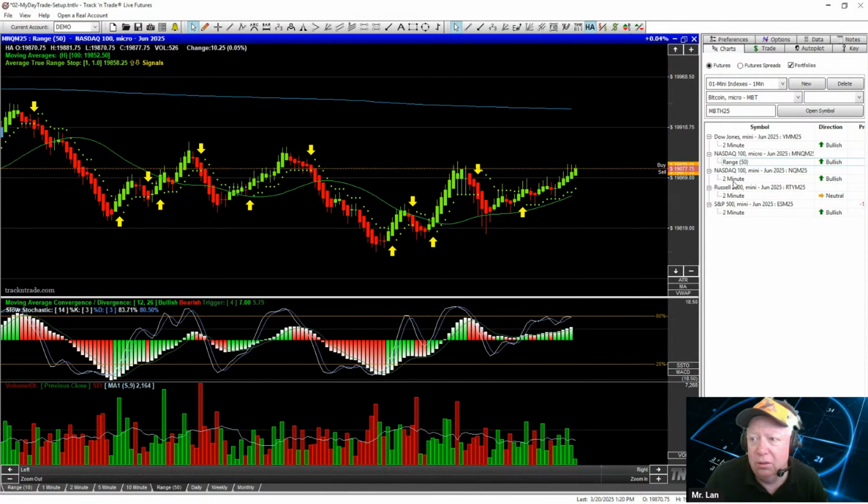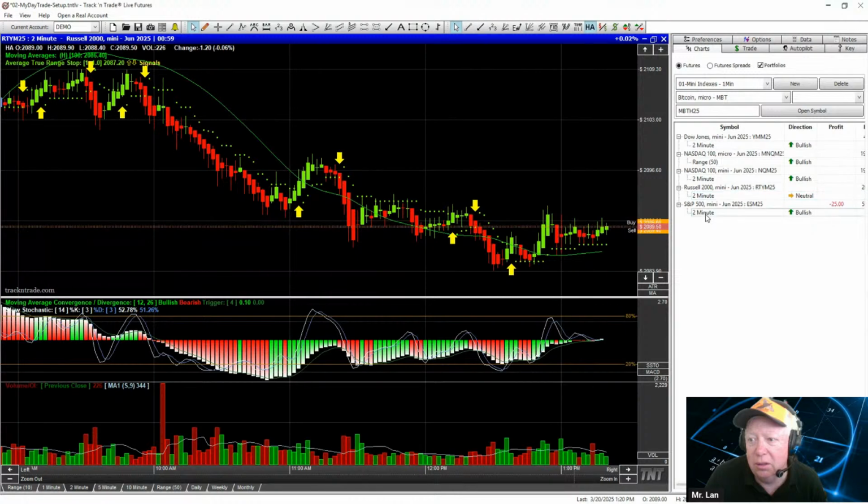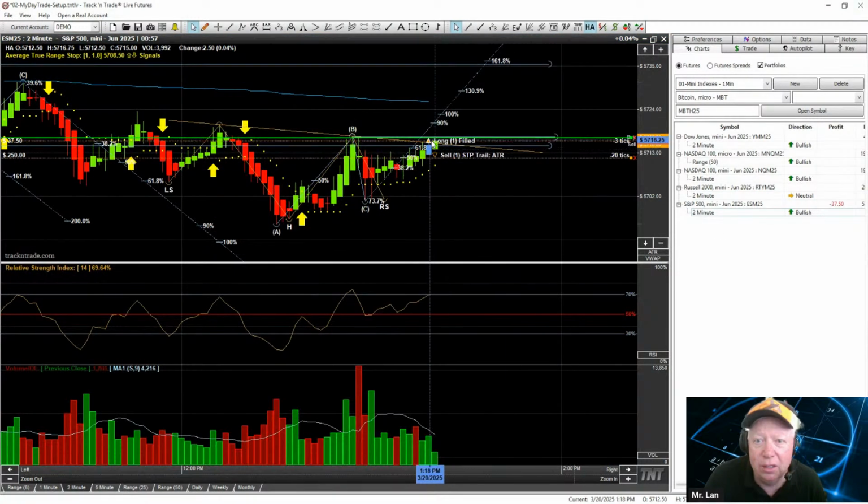It's trying to go. Trying to go. Let's bring this out so we can see we're down $12. So it's just hanging right there at that little spot. It just doesn't want to go.